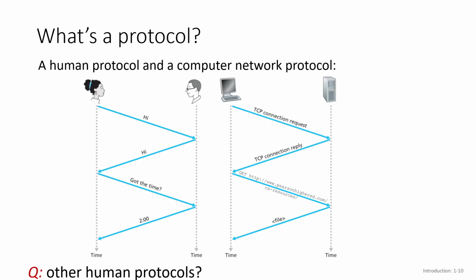Here you have an analogy between a human conversation, or a human protocol, and a computer protocol. As you can see, the lady is saying hi, the guy is saying hi back, what's the time? And the time is 2. And then you see that the conversation is ordered with time. You can't come to tell someone that it's 2 p.m. when the person didn't even ask you a single question. That is not normal. The same happens in a computer network.